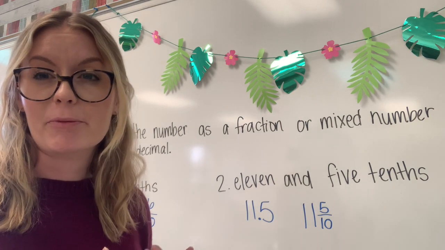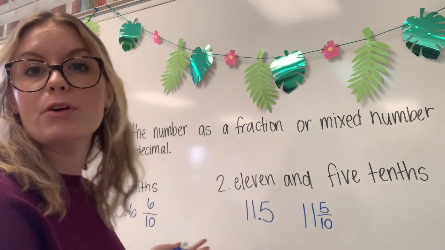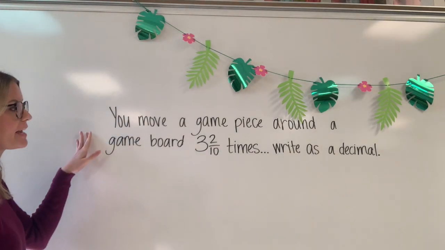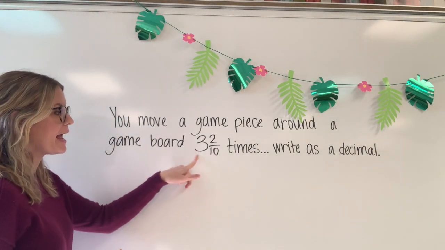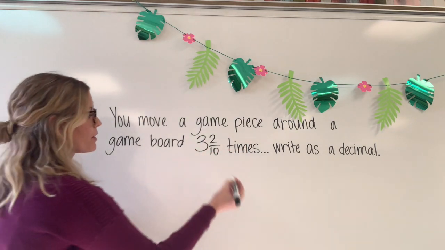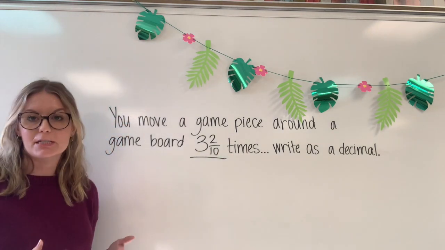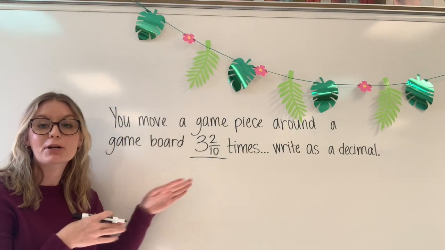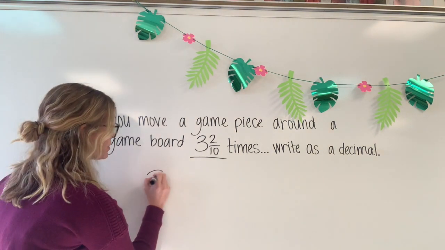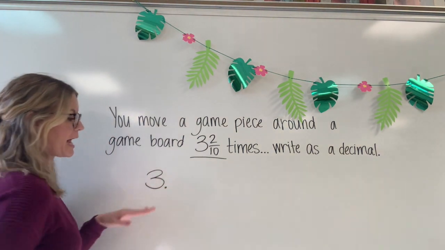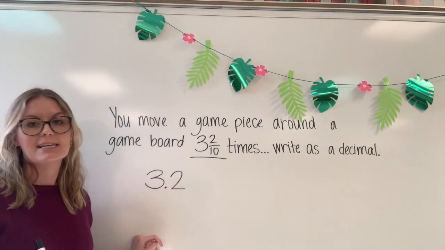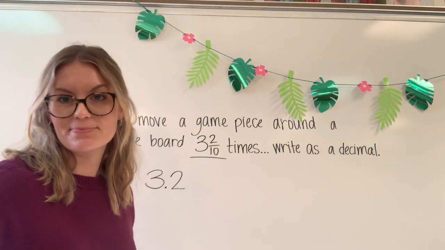The third type is word problems, so it's a little bit trickier because you have to read more and pull some information out of it, but as soon as you know what you're looking for, it's going to be super simple. Here's what the word problem says. You move a game piece around a game board 3 and 2 tenths times, write as a decimal. So the only information we need is this 3 and 2 tenths, and we're changing this mixed number into a decimal. That is a lot like what we have already been doing. We know that the 3 is our whole number, the "and" is our decimal point, and then 2 goes in the tenths place. That's it.